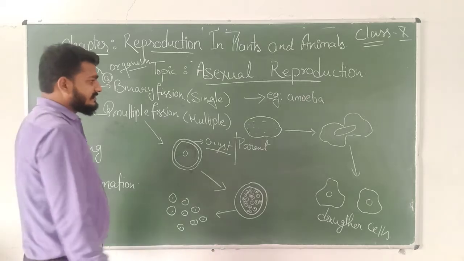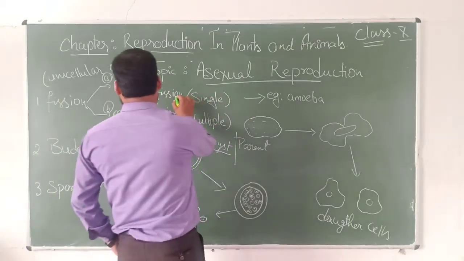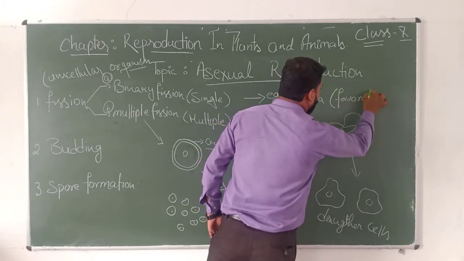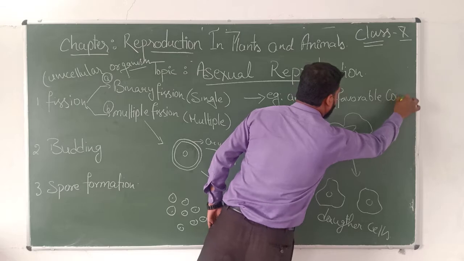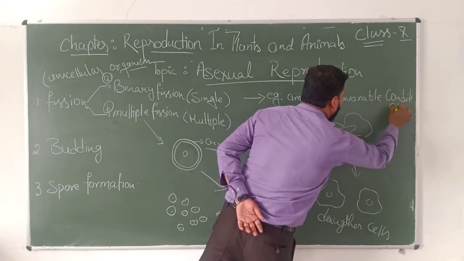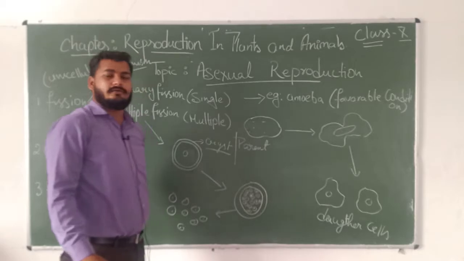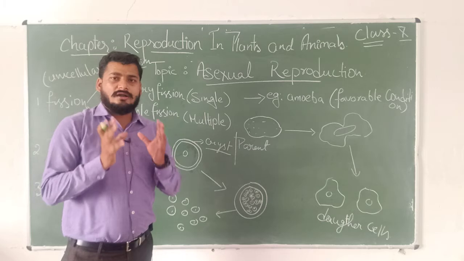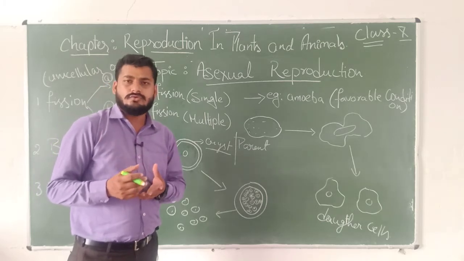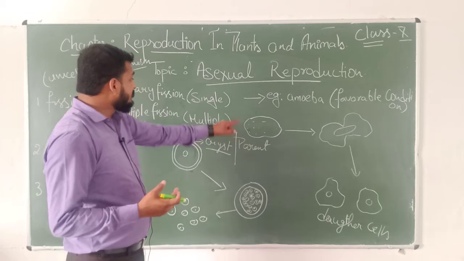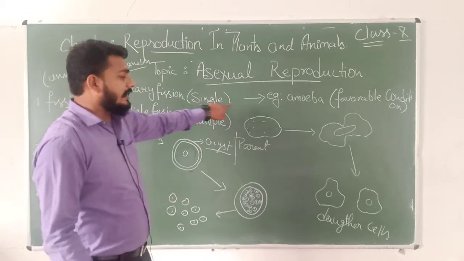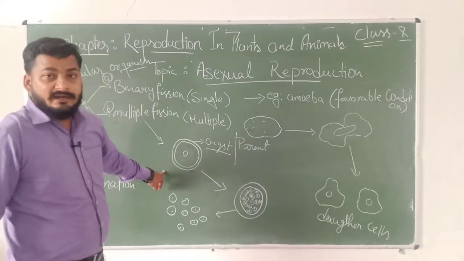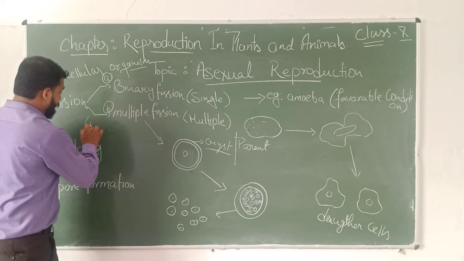And one big difference is that binary fission takes place in favorable conditions. For any process to take place in any organism, it always requires favorable conditions. We all require favorable conditions to do our activities. So this reproduction technique, binary fission, happens in favorable conditions, and this multiple fission technique takes place in unfavorable conditions.